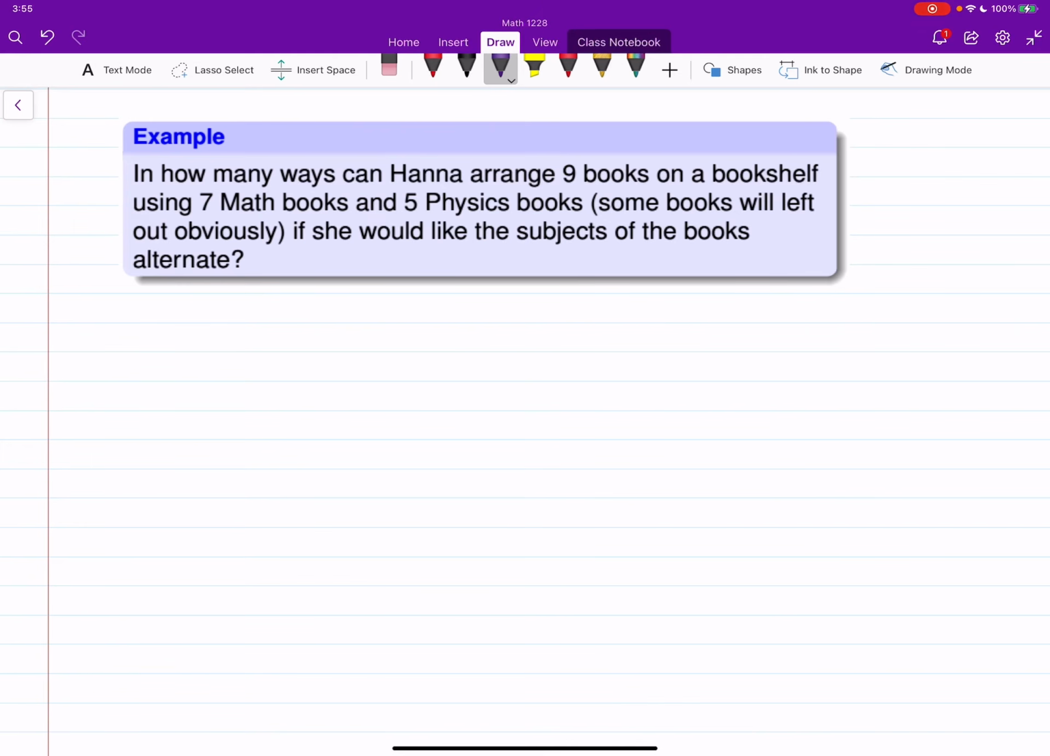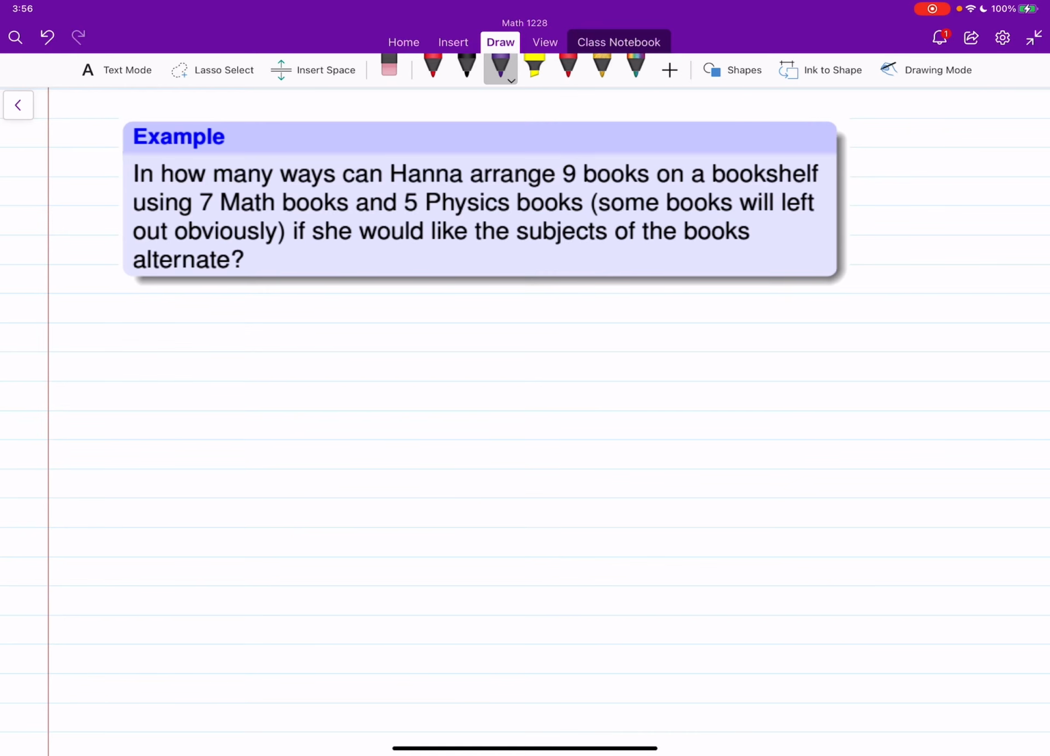In how many ways can Hannah arrange 9 books on a bookshelf using 7 math books and 5 physics books? Obviously, some of these will be left out at the end because there are in total 12 books, but a shelf can get only 9 books. She would like the subject of the books to alternate, meaning that if a book is physics, the next one is math, then after that must be physics, and so on.